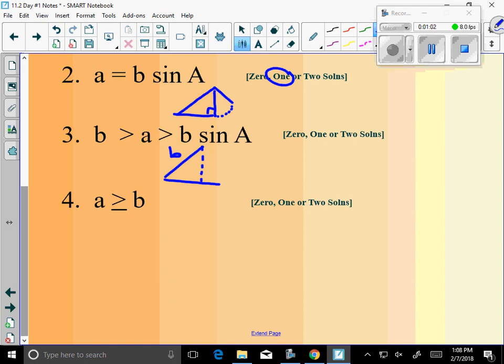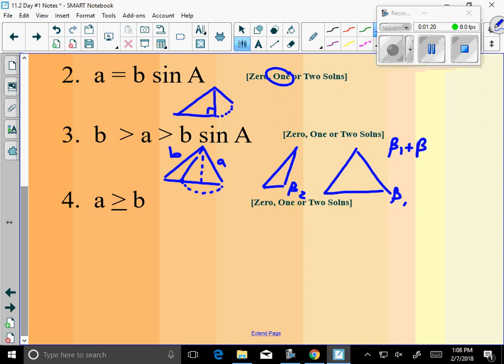Then that's 2. So if this were A, it could be either that or that. So we could have 2 triangles formed. So I'd have triangle 1 and triangle 2. We called this beta 1. We called this beta 2. Beta 1 and beta 2 have a special relationship. They are, as we call mathematically, supplementary angles, so they add to 180.